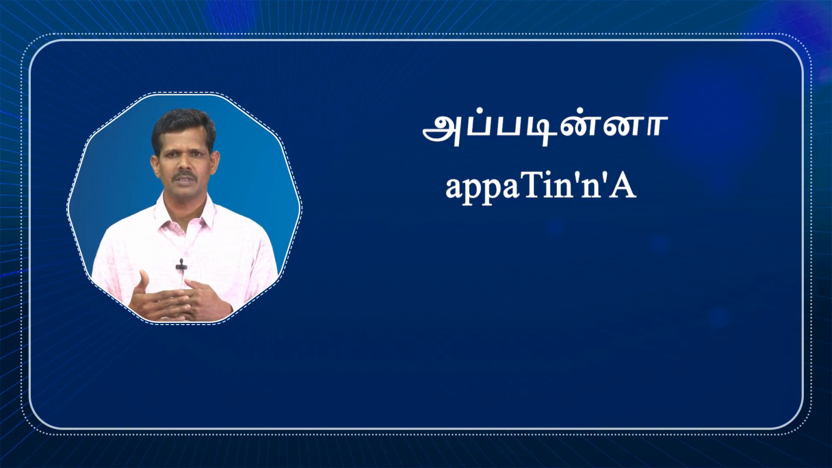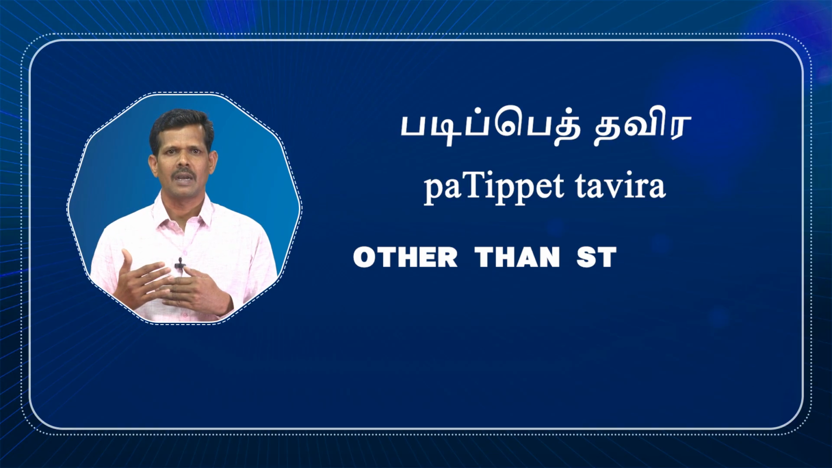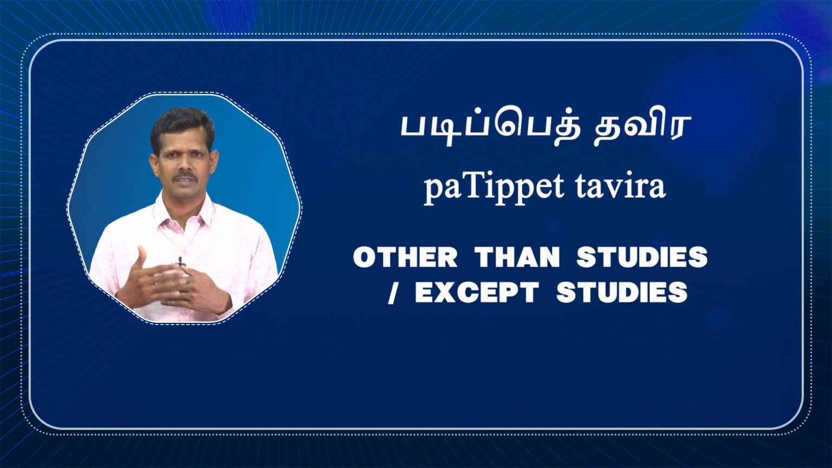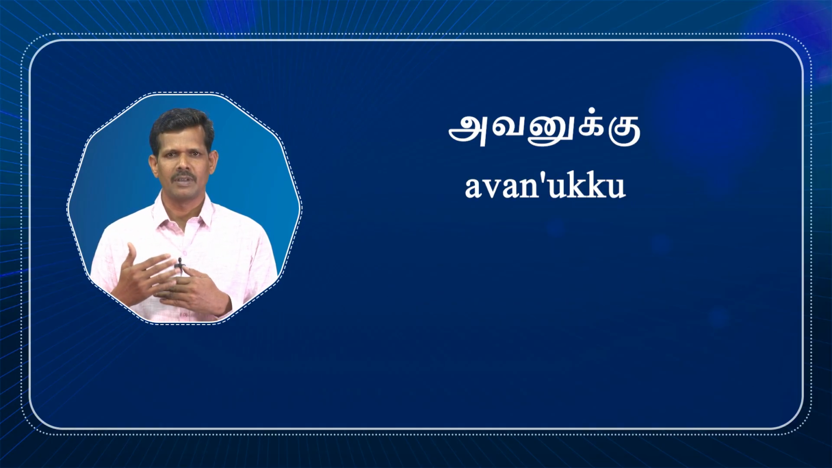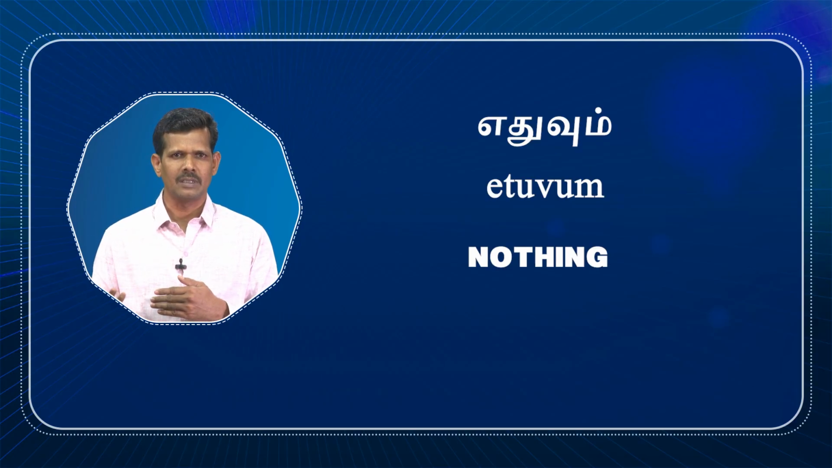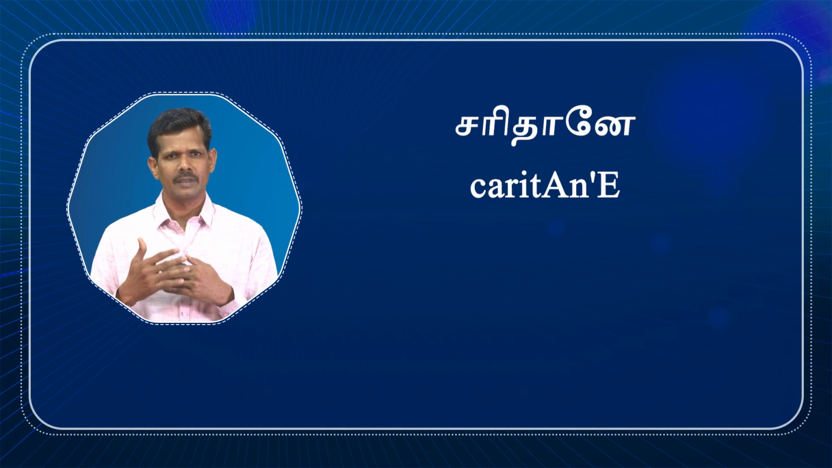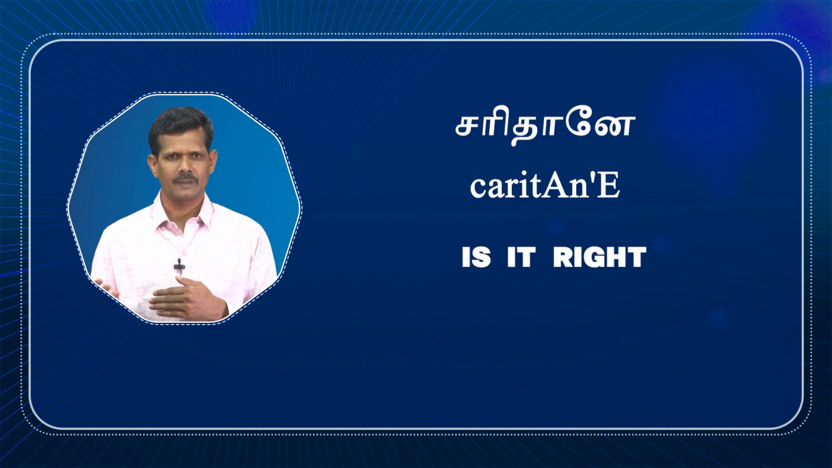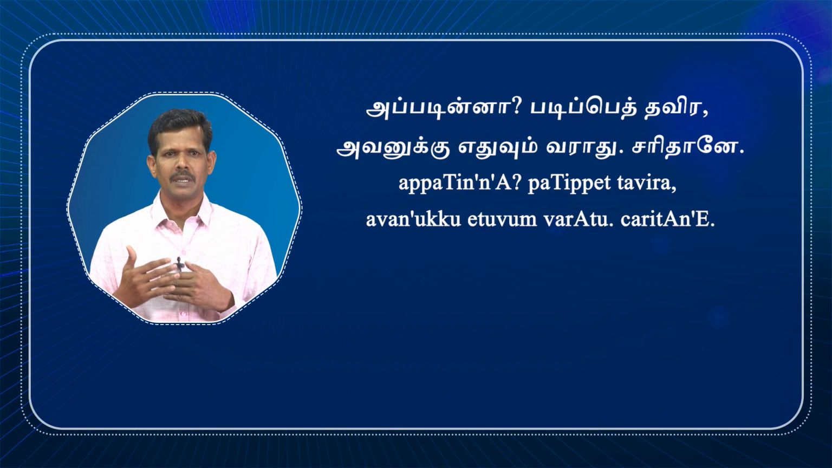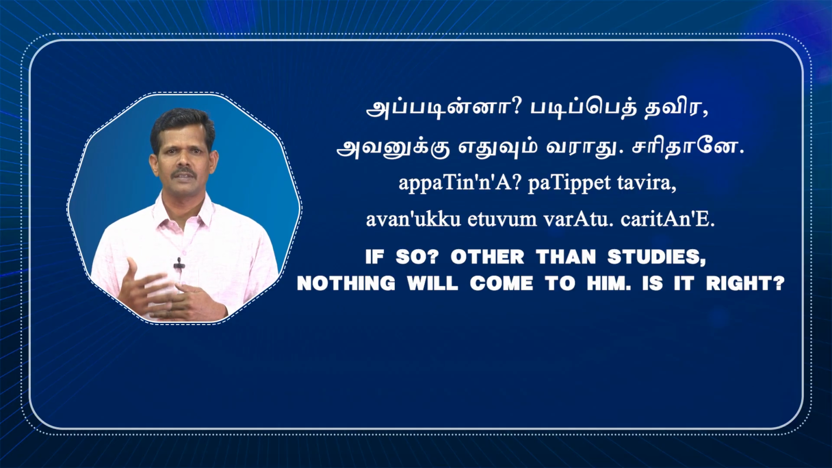அப்படின்னா means if so or in that case. படிப்பை தவிர means other than studies or except studies. அவனுக்கு means to him. எதுவும் means nothing. வராது means won't know. சரிதானே means is it right. அப்படின்னா படிப்பை தவிர அவனுக்கு எதுவும் வராது. சரிதானே? If so, other than studies, nothing will come to him.